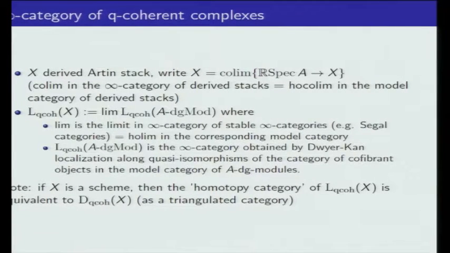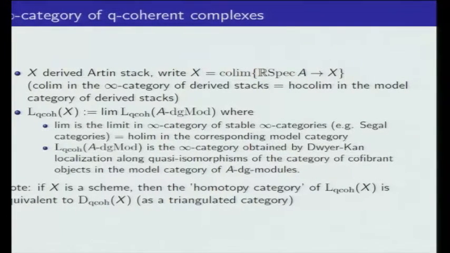You take an Artin stack, you write it as the colimit of all the affines mapping to it. And then you define LQCoh of X to be the limit of LQCoh of A, DG mod, where lim is the limit in the infinity category of stable infinity categories, or Spiegel categories if you want. And LQCoh of A, DG mod is just the infinity category obtained as follows. You take A DG mod as a model category. There you have a notion of quasi-isomorphism. Take cofibrant objects, and then you localize with respect to quasi-isomorphism. So this is the infinity category LQCoh of A, DG mod.